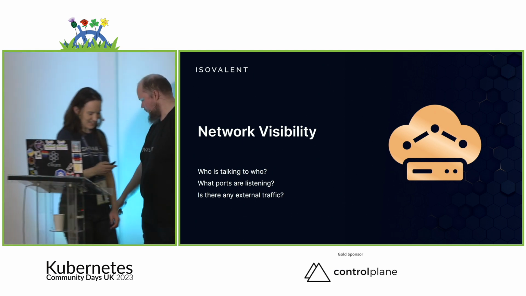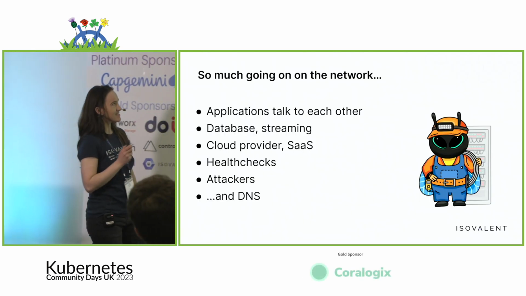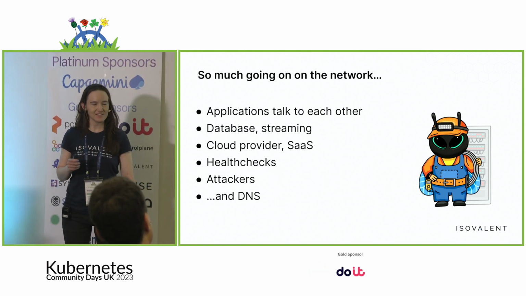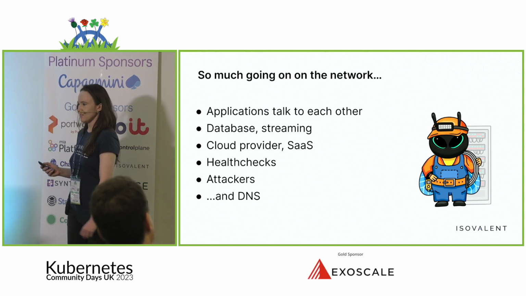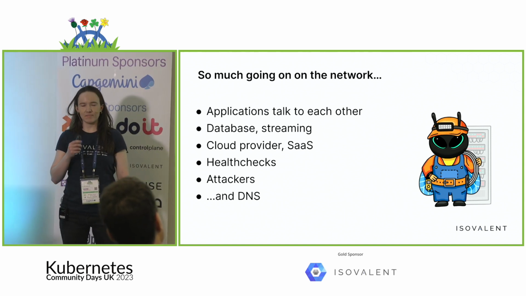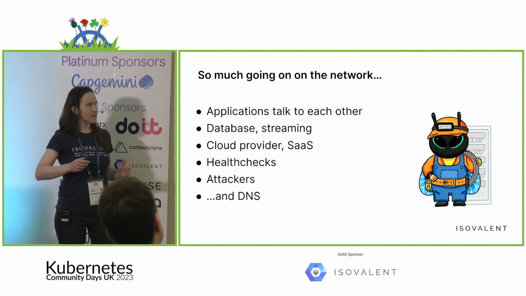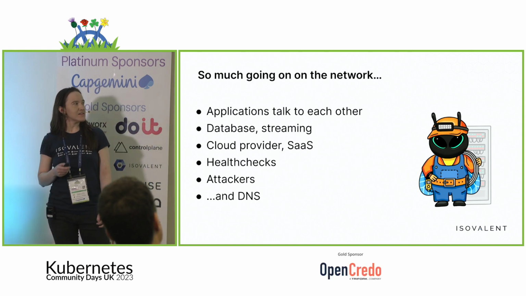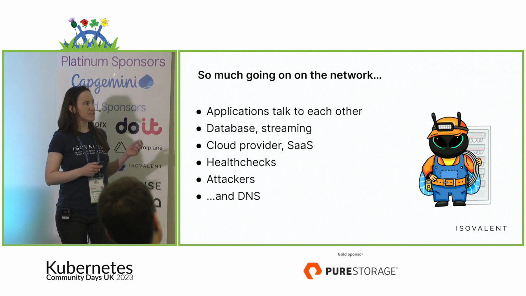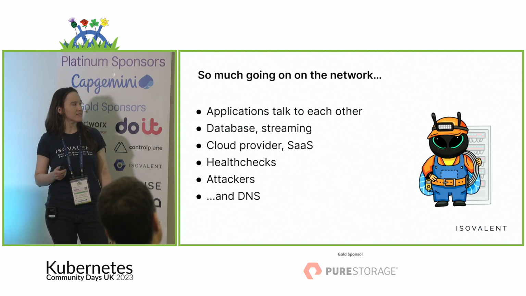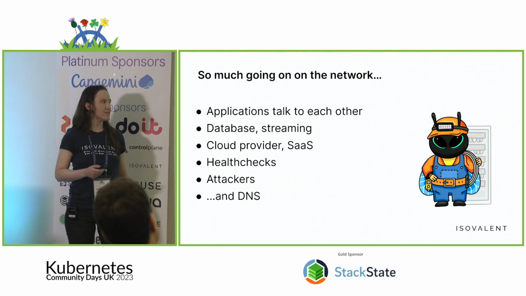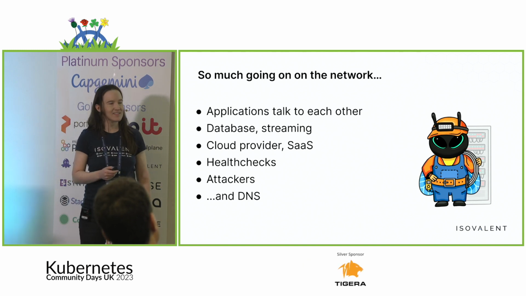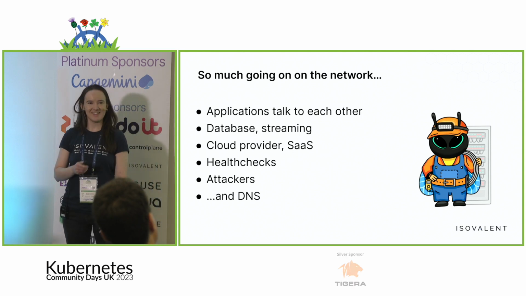All right, networking. So there is a lot going on the network in a typical Kubernetes cluster. There are, of course, applications talking to each other. Usually there is some database, some streaming solution that transfers a lot of data over the network. There are usually some integrations with cloud providers, requests to external SaaS products, some health checks going on in the background. Potentially some attackers. There is also DNS, which could have its own slide, but this is not a talk about DNS, so let's not talk about it more.